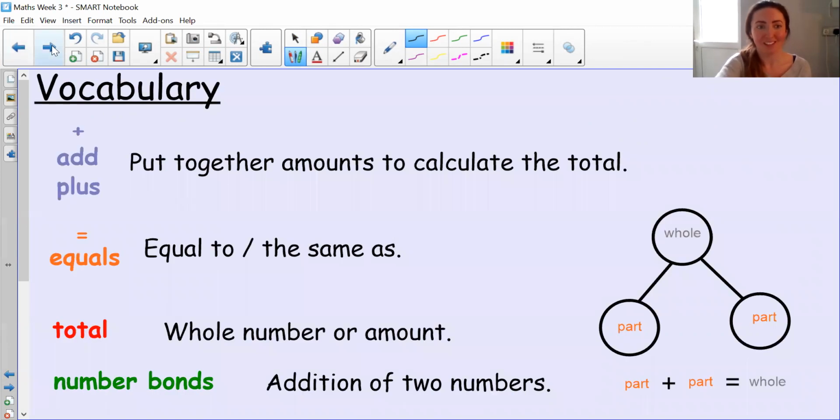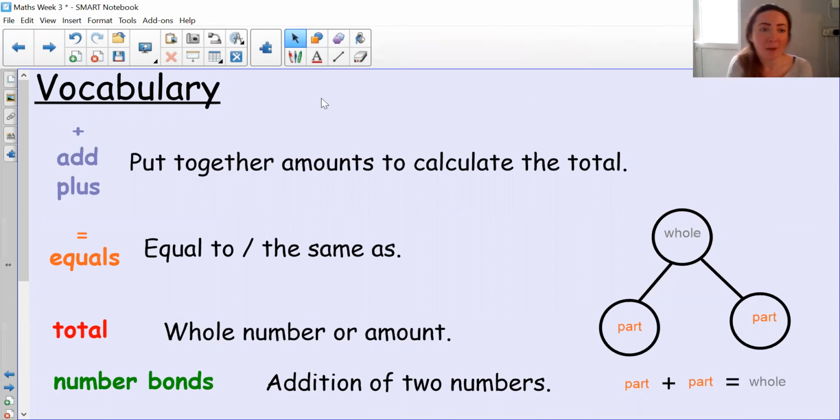Okay. So here's our vocabulary. A lot of it is similar to what we've already been using this last week. So just as a reminder, add or plus means put together amounts to calculate the total. Equals means equal to or the same as. Total means the whole number or amount. And number bonds means the addition of 2 numbers.